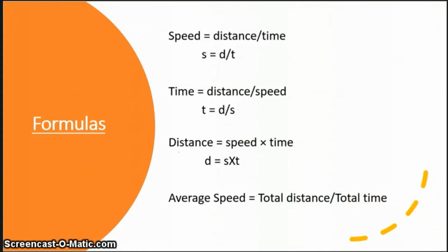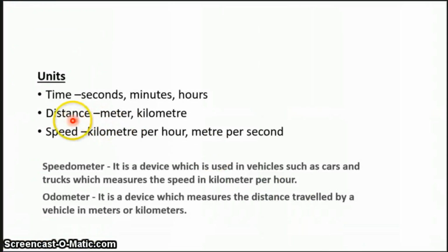Now let us see the different units of distance, time and speed. The units for time are seconds, minutes and hours. The units for distance are meters and kilometers, and for speed it is kilometer per hour or meter per second. So these are the different standard units of measurement for time, distance and speed.